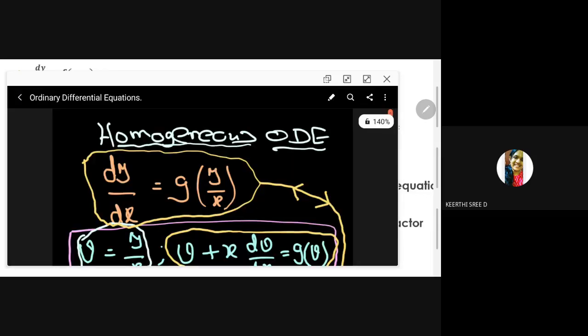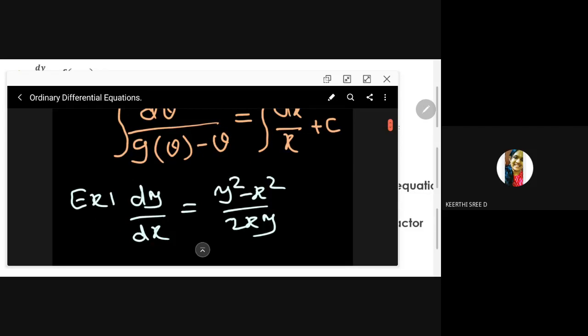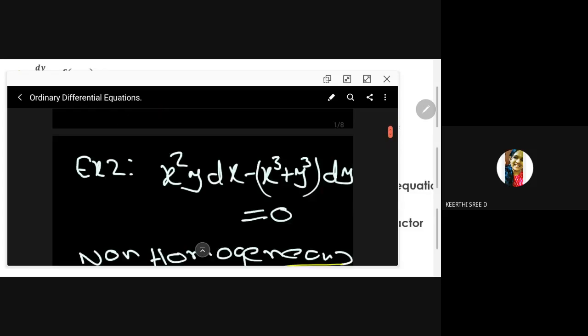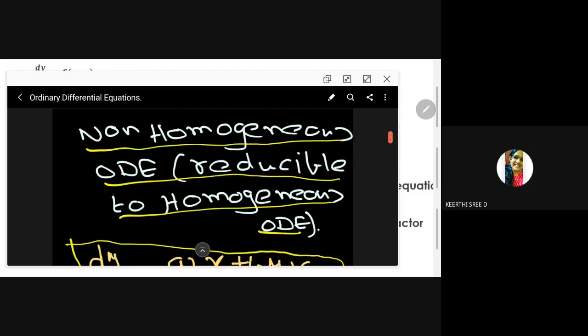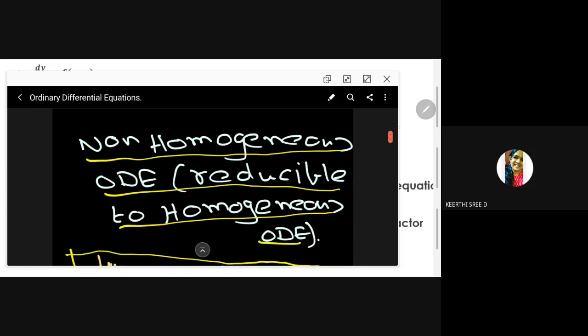So you can write like this. There are two examples here. In these two examples, both are homogeneous ones. Now come over to non-homogeneous. See here, I'm saying non-homogeneous ODE which can be reduced to homogeneous one.